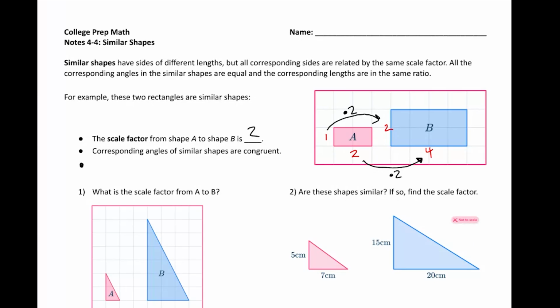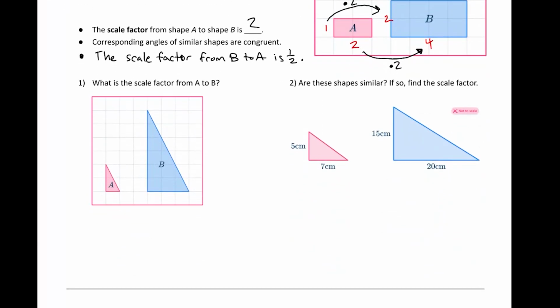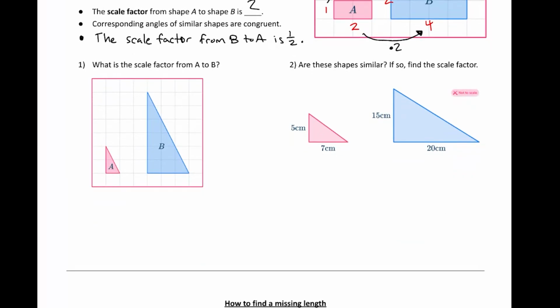So I'm going to add that little bullet point here, that the scale factor from B to A is 1/2. So you're multiplying by 2 if you're going from the smaller to the bigger rectangle, but multiplying by 1/2 if you're going backwards. So first, we're just going to look at a few examples where we're trying to identify what the scale factor is, and then we'll go on and start solving some similar shapes.